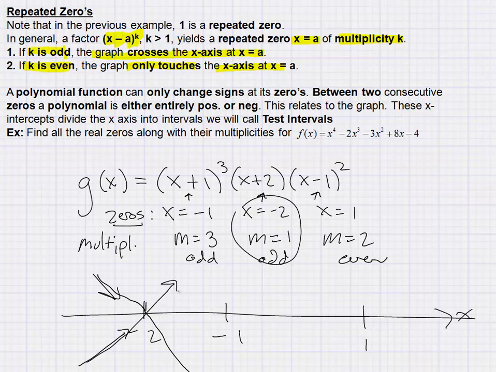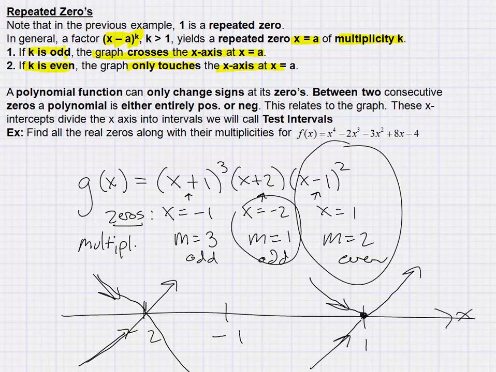Whereas, say, this one over here, which was this 0, had even multiplicity. If I'm coming at this x-intercept this way, here's my x-intercept, I'm going to just touch the x-axis and bounce right back off because it had an even multiplicity. Or if I was coming at it this way, I'm going to come up to the x-intercept and bounce off because it had even multiplicity. I'm not going to cut completely through. In that case, my polynomial is not going to change signs, meaning it's not going to go from negative to positive.